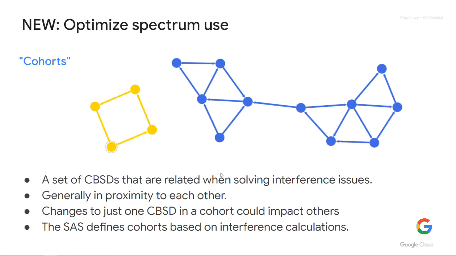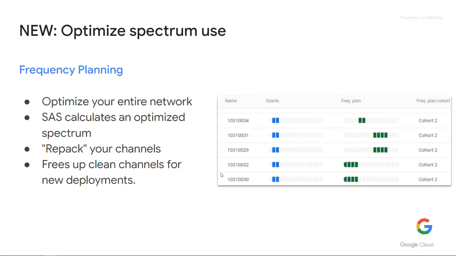So because of this potential to interfere with each other, if you happen to change one, it impacts the others, and then that impacts the others. It's a ripple effect to your entire network within a region, an area. And this is a current problem we see when you're trying to resolve interference issues. You're resolving one thing in one place, and then that causes a problem somewhere else. So the SAS creates these cohorts, these groups, based on the interference calculations that are done every night. And once we have these cohorts, we can calculate an ideal frequency plan for this cohort. And that's the new feature.